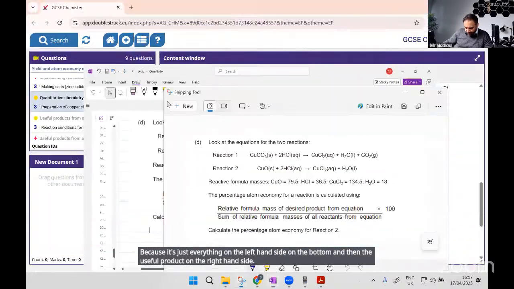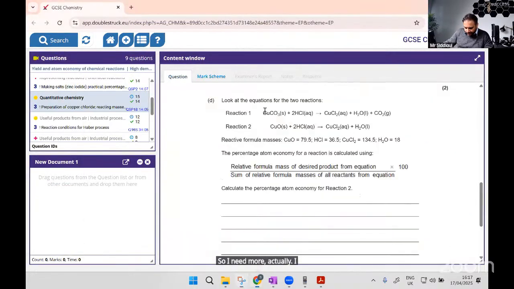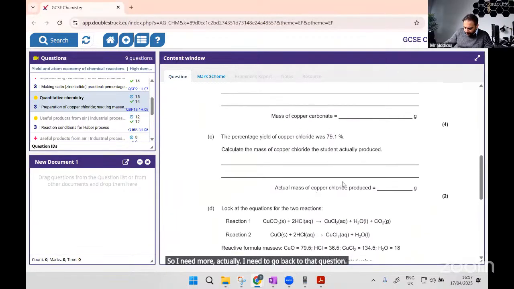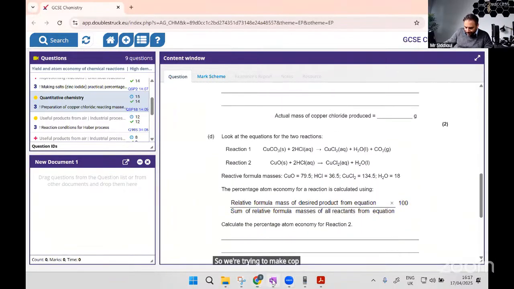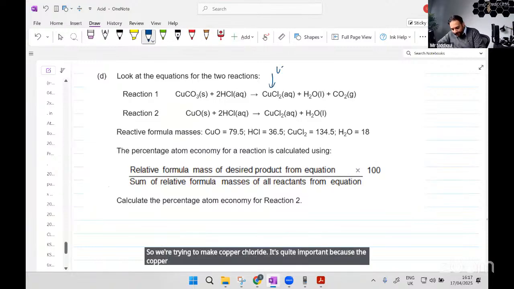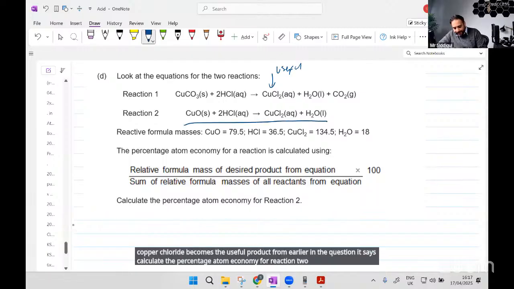So I need more, actually. I need to go back to that question. So we're trying to make copper chloride. It's quite important because the copper chloride becomes the useful product from earlier in the question. It says calculate the percentage atom economy for reaction two. There's reaction two. How do we do atom economy?